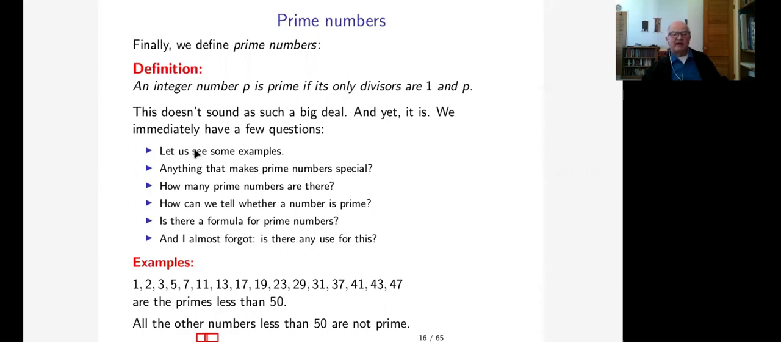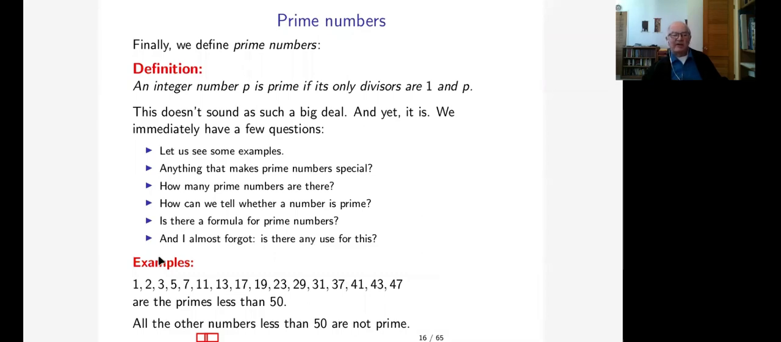And let's muse a little bit here. So let's ask a few questions. First, we'll show some examples. Then I will try to help understand what makes prime numbers special. And then we want to see how many prime numbers we have. And how can we tell whether a number is prime or not? And is there some formula for giving us prime numbers? And then we should also consider the usefulness of all this.